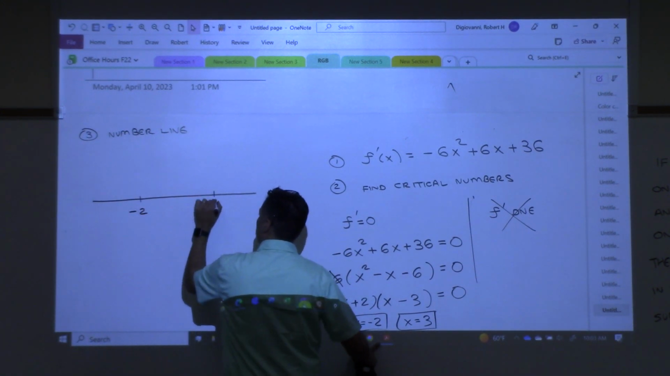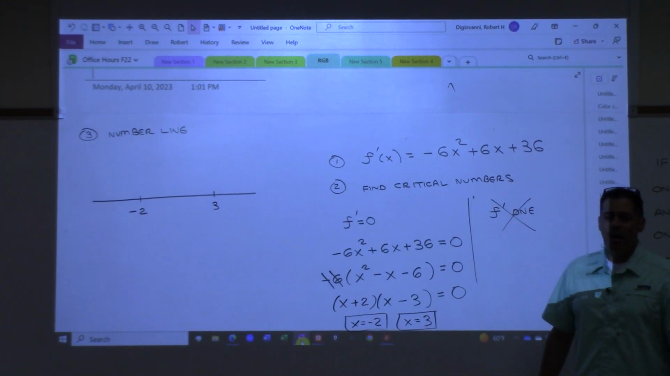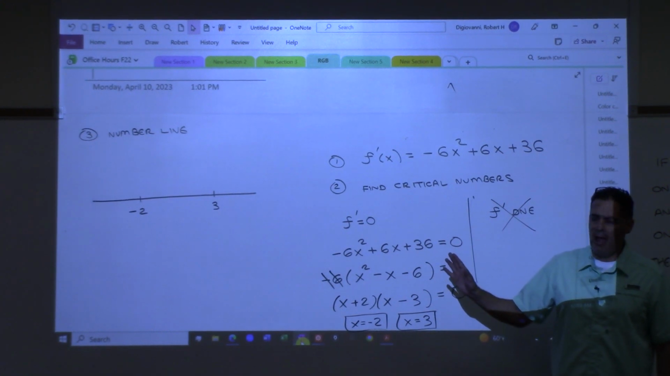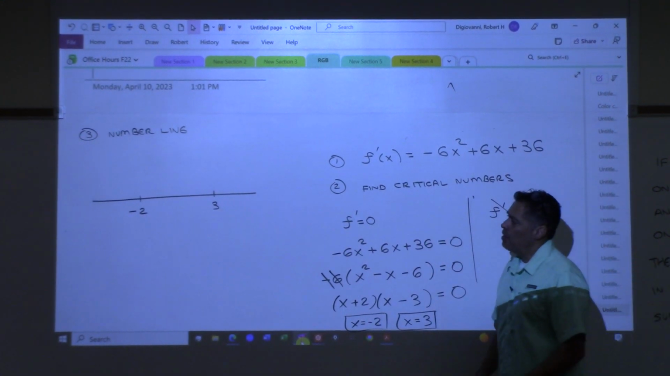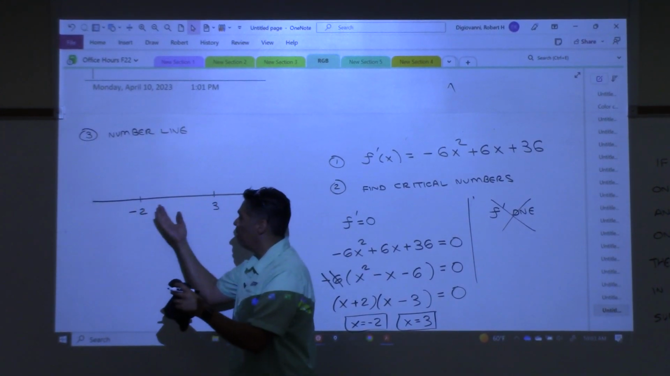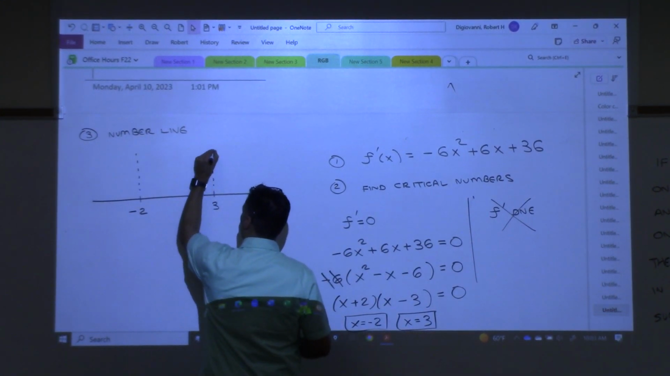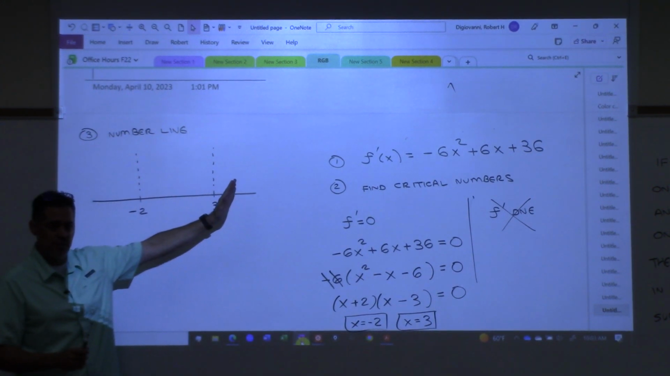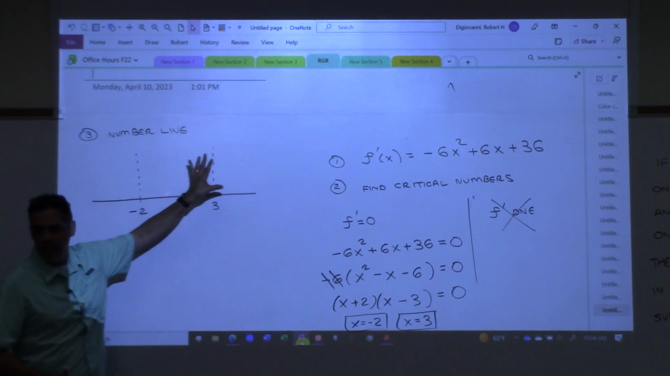And it doesn't have to be drawn perfectly. You just need to make sure you get them in order from left to right. What I know is that my function is doing something interesting at these 2 points, right? At those 2 points, -2 and 3, my derivative is 0, right? So I would like to know what's happening to the derivative over here, and what's happening here, and what's happening over here. So what I'm going to do is draw some dotted lines straight up. And what this does is it partitions the number line into 3 sections, right? It just makes a visual distinction between these 3 regions.